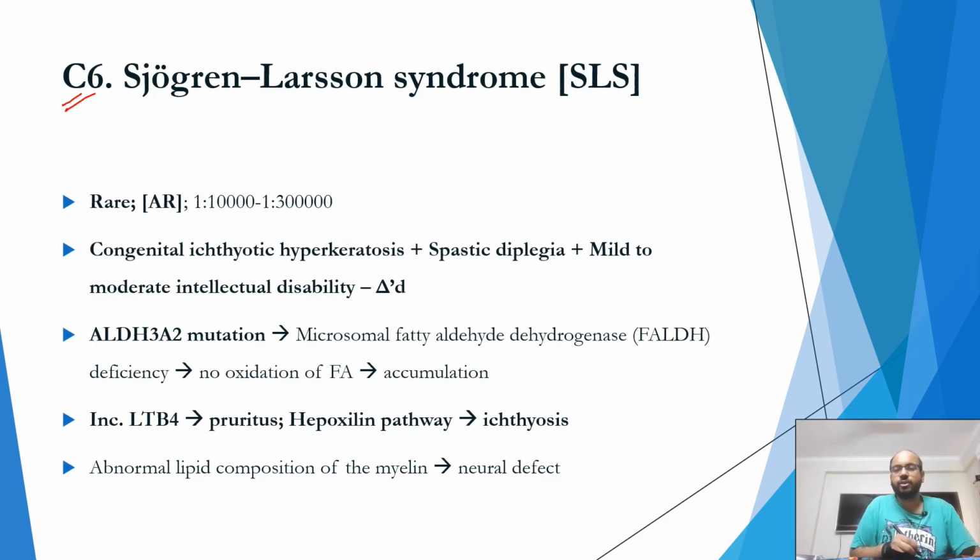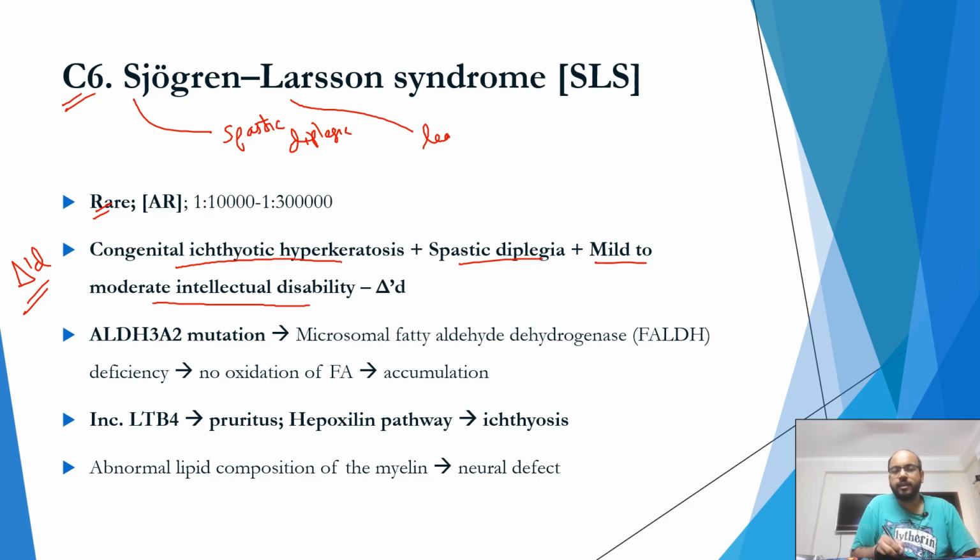The sixth disorder is Sjogren-Larsson Syndrome. It's a rare autosomal recessive disorder. If we mention this as a triad, it has congenital ichthyotic hyperkeratosis, spastic diplegia, and mild to moderate intellectual disability. So if you want to remember, S means spastic diplegia and L for learning disability or intellectual disability. Just remember it using this learning trick.